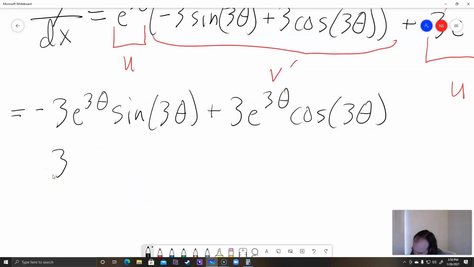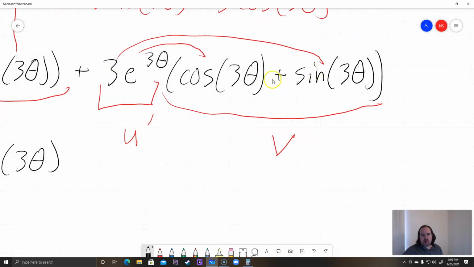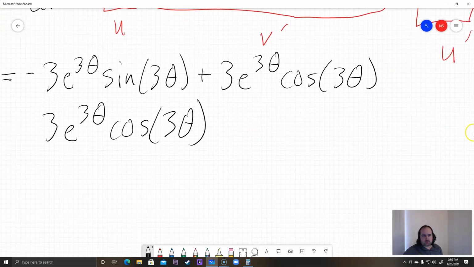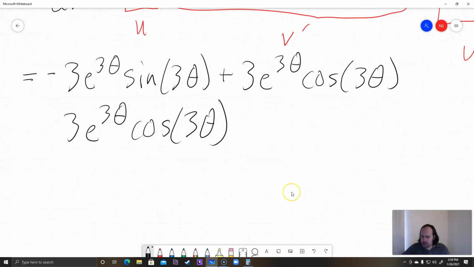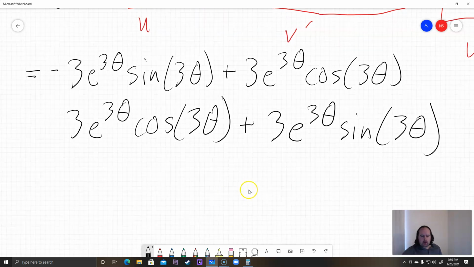Okay, so we're going to have 3e to the 3 theta times cosine of 3 theta. And then distributing the u prime over here, we have 3e to the 3 theta times sine of 3 theta. Okay, so plus 3e to the 3 theta times sine of 3 theta. And I wrote them above each other just so that there would be enough room to write it on one screen. That way we can actually read it, hopefully, on YouTube.